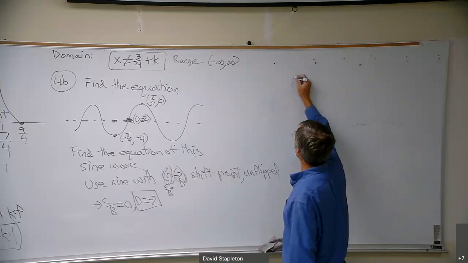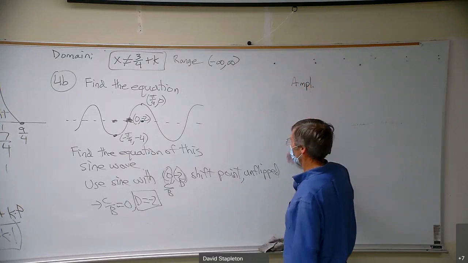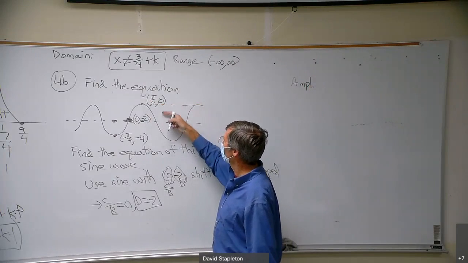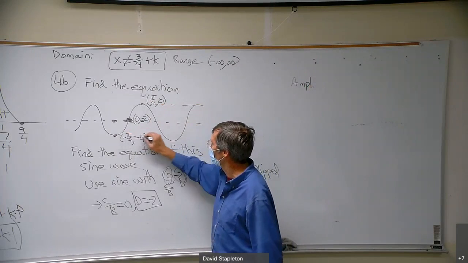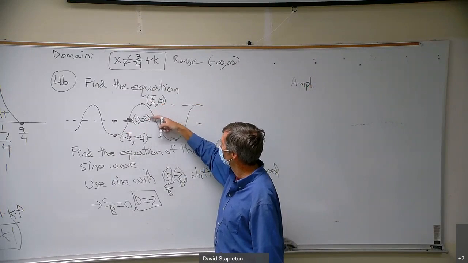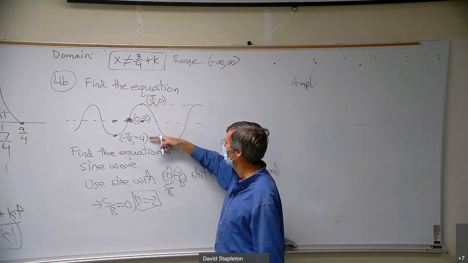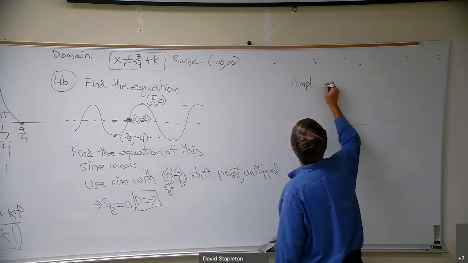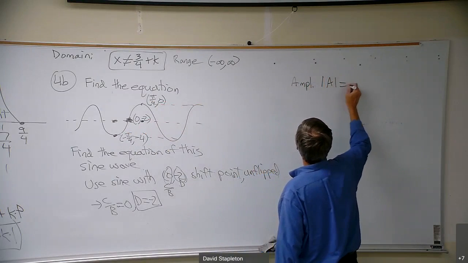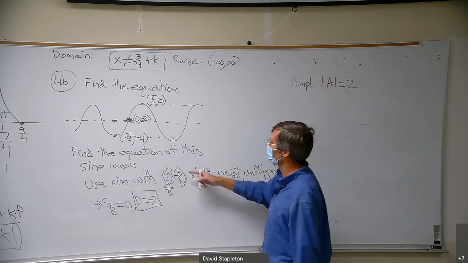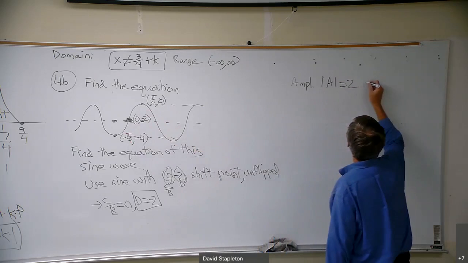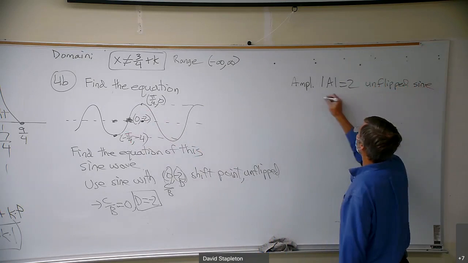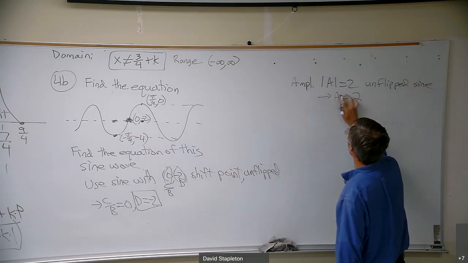All right, now the amplitude. What's the amplitude? The amplitude is the distance between the midline and the top, or the midline and the bottom, and it's always positive. So it goes from -2 to 0, it's 2, or from -4 to -2, it's 2. So the amplitude, the absolute value of A, has to be equal to 2. And we said this is an unflipped sine since it goes up through the shift point. Unflipped sine tells us that A equals +2.